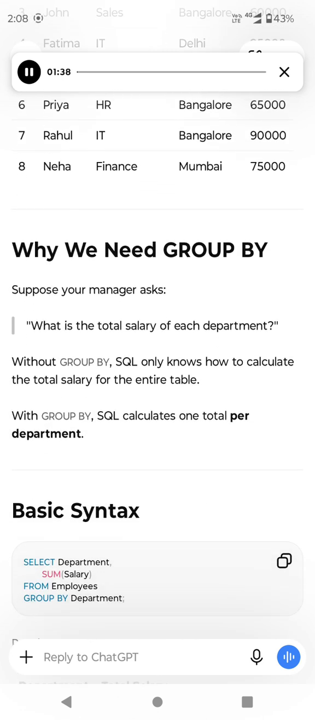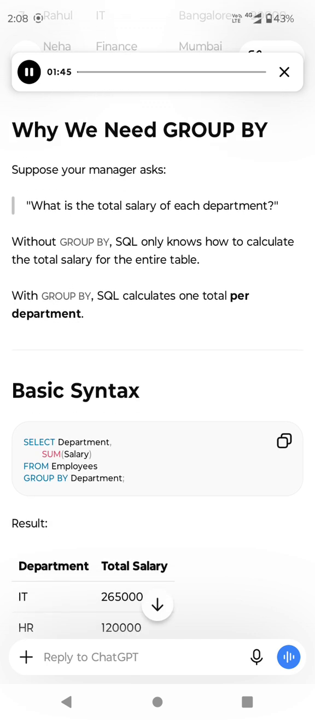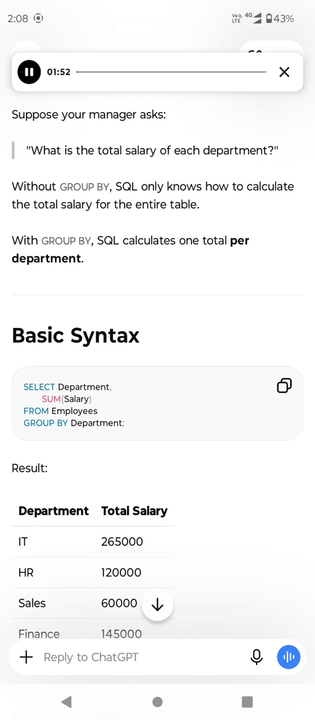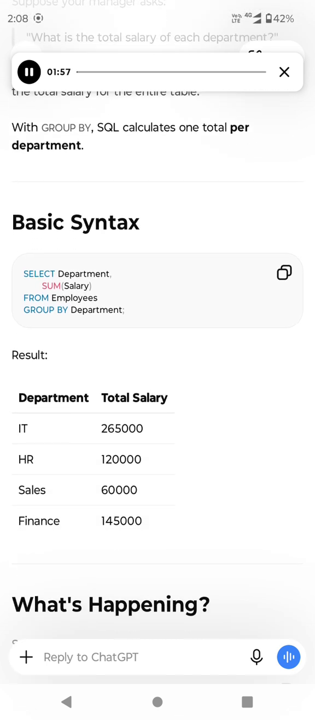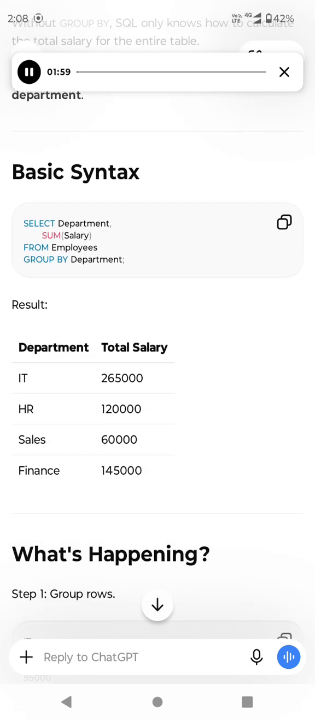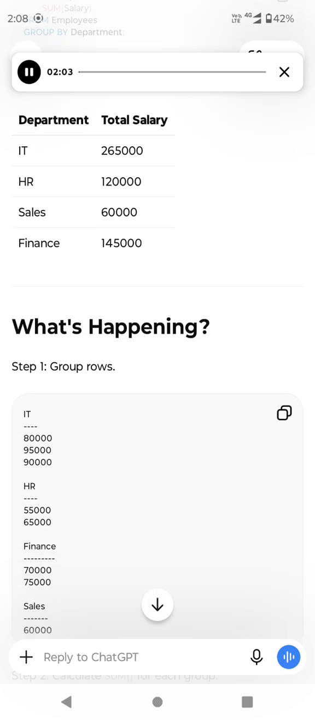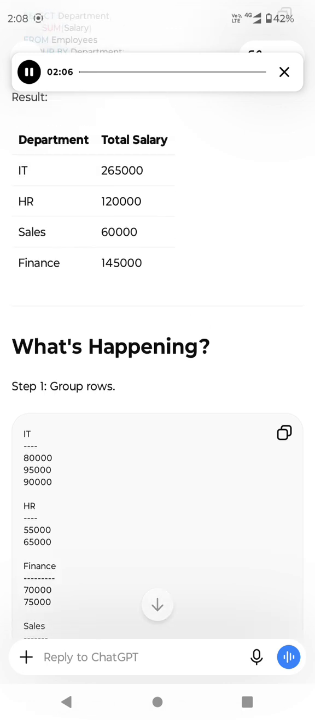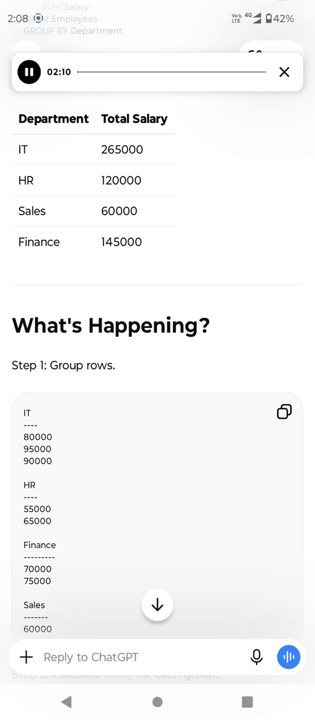Why we need GROUP BY. Suppose your manager asks, "What is the total salary of each department?" Without GROUP BY, SQL only knows how to calculate the total salary for the entire table. With GROUP BY, SQL calculates one total per department. Basic syntax. Result: department, total salary, IT, 260,000, HR, 60,000, Finance, 45,000.